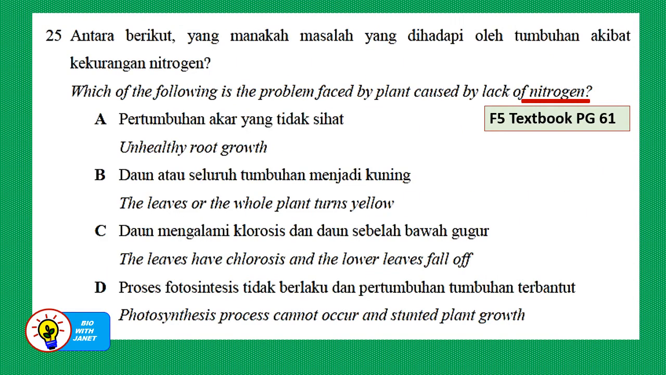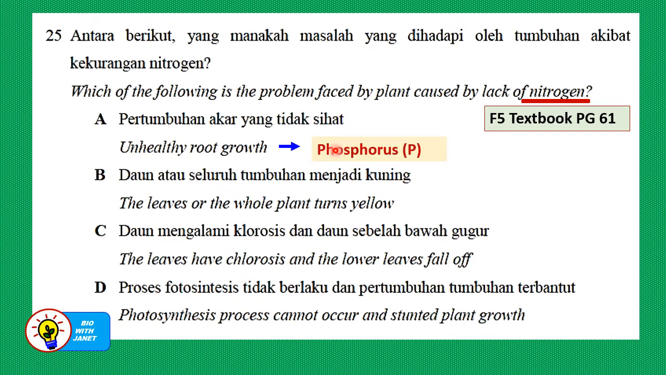Question 25. Which of the following is the problem faced by a plant that is caused by lack of nitrogen? A, unhealthy root growth. Now unhealthy root growth is an effect of deficiency or lack of another macronutrient, not nitrogen, and that is phosphorus. Okay.